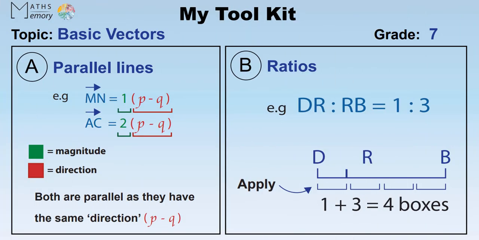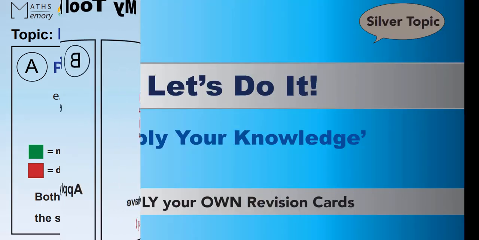So here's our final revision card. This is how it should look before we do our Let's Do It questions. Make sure we have parallel lines and ratios fully understood. We've gone through them thoroughly on this maths memory video. So press pause, get these two ideas down, and do these questions to see how well you can apply your knowledge from these core questions into these questions yourself.